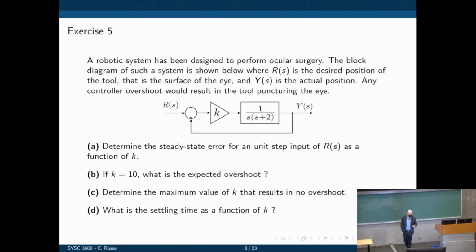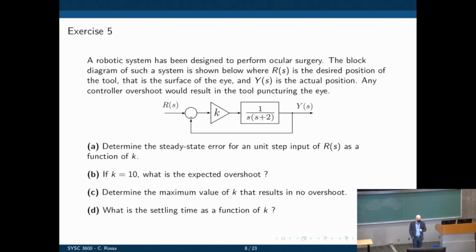So determine the steady state error for a unit step input of R as a function of K. And if K equals 10, what's the percent overshoot? Determine the maximum value of K that results in no overshoot. And what's the settling time as a function of K? So we have control over K. We don't have control over the plant.